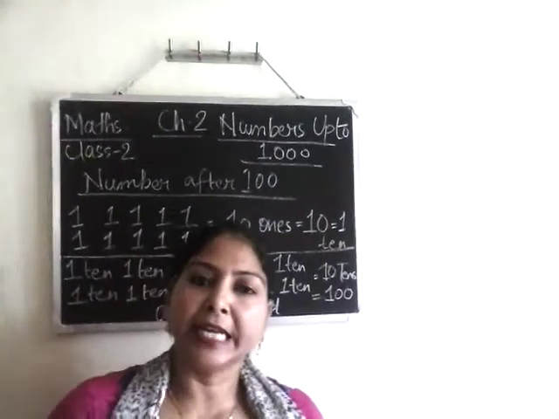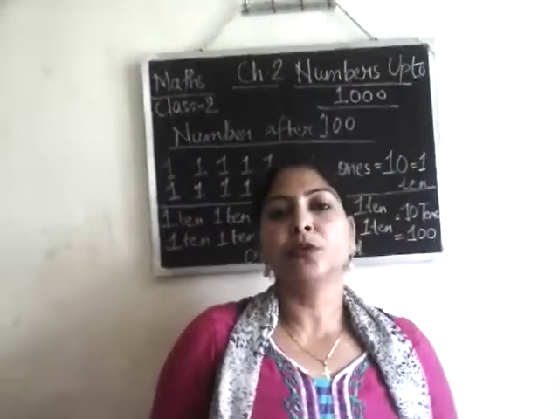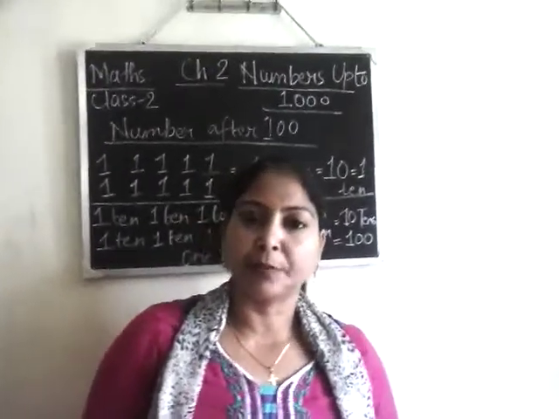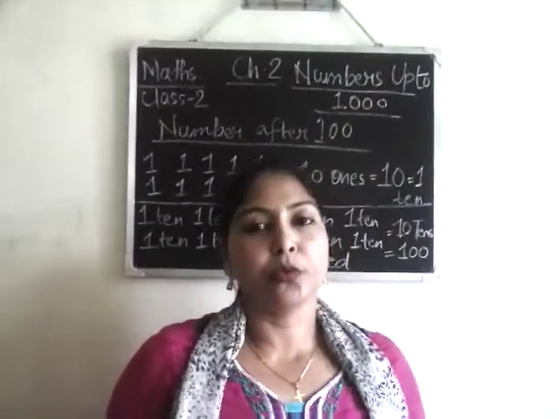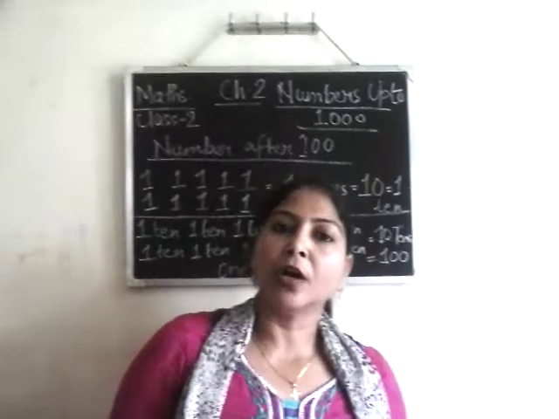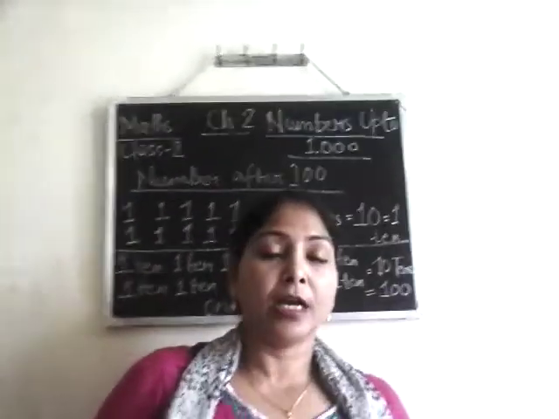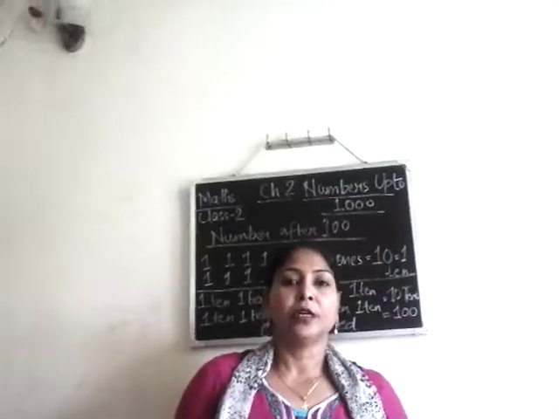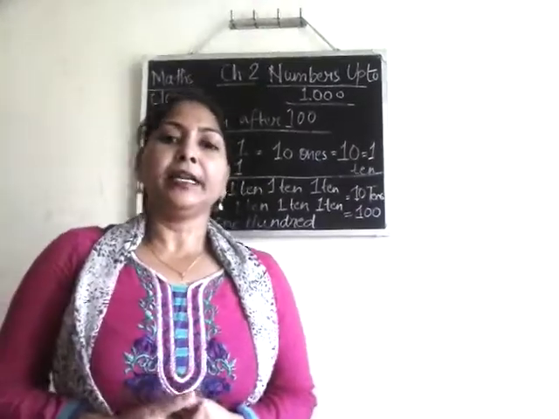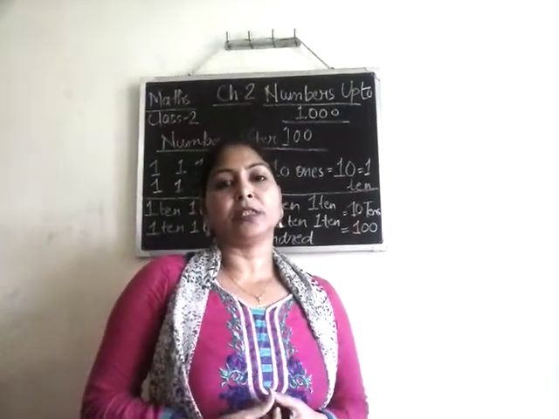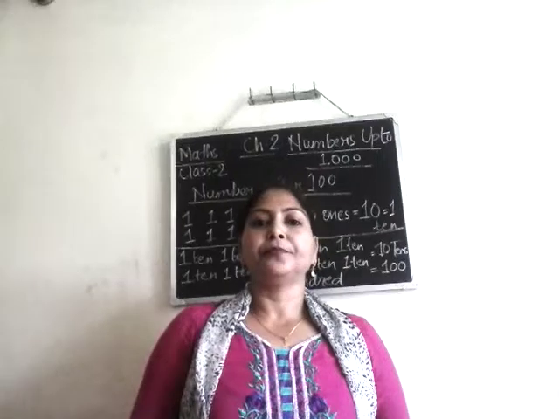Now as you all know, we have completed chapter number 1, the revision chapter, right? Now we will move to the next topic, that is chapter number 2, which is numbers up to 1000. So we are going to learn in this chapter how to read the numbers, how to write the numbers, and also how to know the place values of individual digits in a number, okay, and various other concepts also. So let us start the chapter.